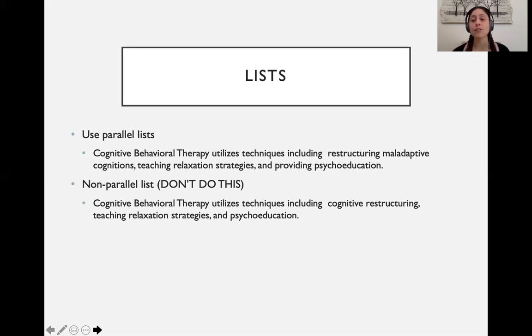You don't want to use non-parallel lists, such as the one here, where I have techniques including cognitive restructuring, teaching relaxation strategies, and psychoeducation. So I don't have an ing verb before psychoeducation. I could fix this by just modifying some words. I could write, including restructuring cognitions, teaching relaxation strategies, and providing psychoeducation, for example.